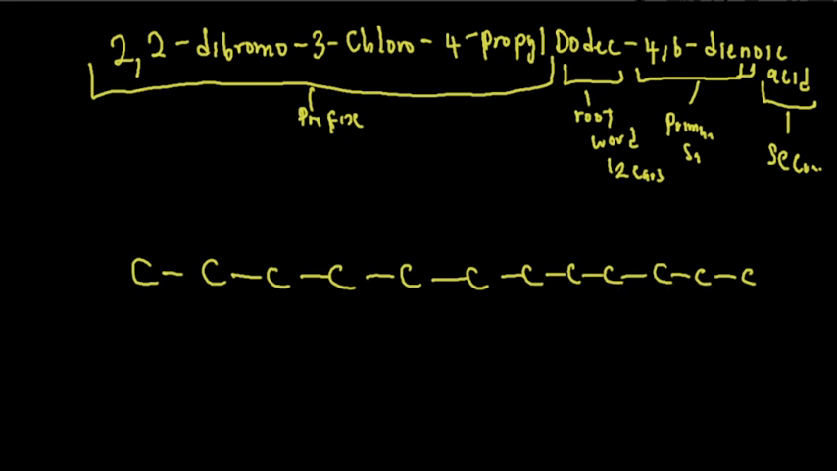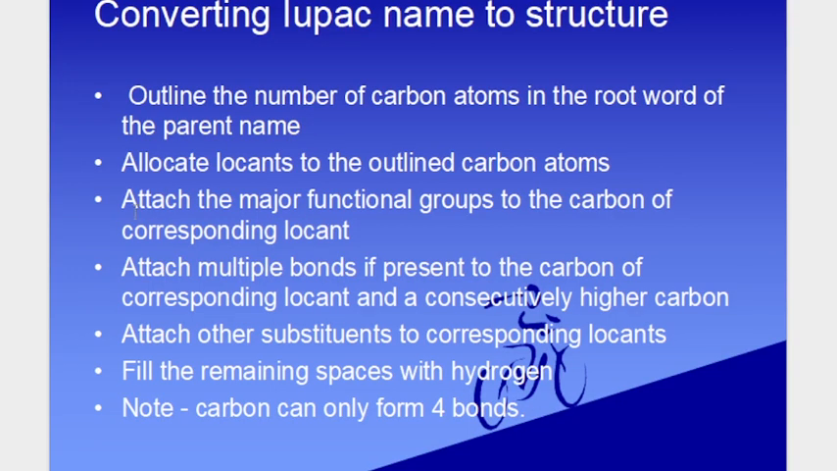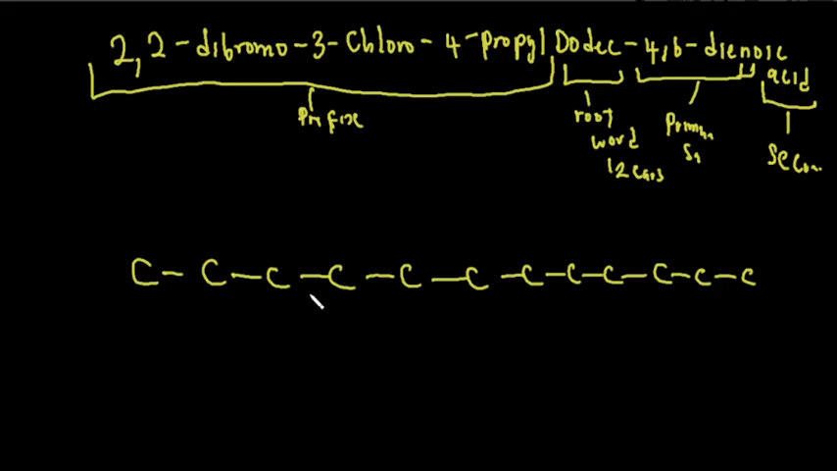Okay, now that we're done with that, we go to the next rule: allocate locants to the outlined carbon atoms. Locants are simply serial numbers, so we're going to give numbers. This is 1, this is 2, this is 3, this is 4, this is 5, this is 6, this is 7, this is 8, this is 9, this is 10, this is 11, and this is 12.